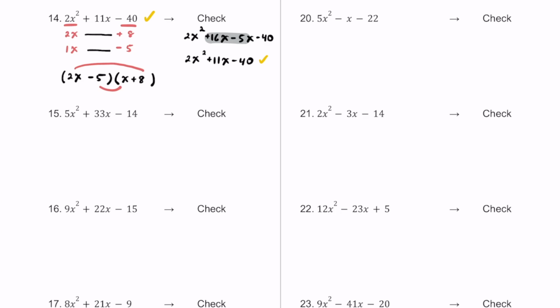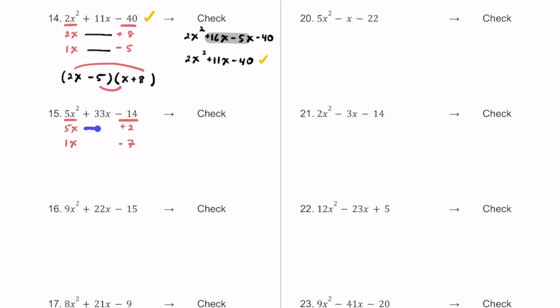For number 15, we have 5x squared plus 33x minus 14. I do like this prime number of 5, so we know this has to be 5x and this has to be 1x. That doesn't change. Now 14 is also pretty nice because it doesn't have too many factors. I'm going to start with maybe 2 and 7 here. So 2 and 7. I'm going to go ahead and just make one positive, one negative. And let's go ahead and just try this out.